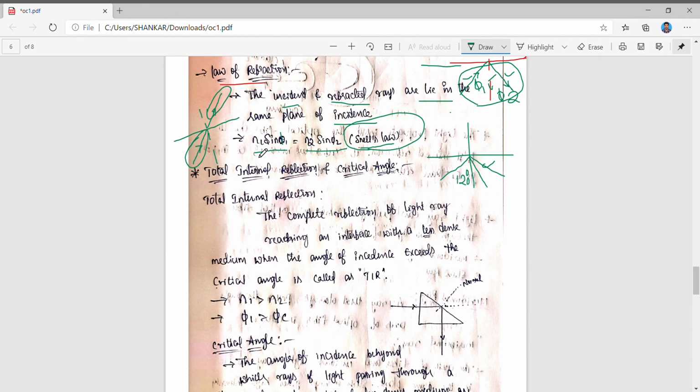Here the law of refraction is represented as n1 sin phi 1 equal to n2 sin phi 2. What are n1 and n2? n1 and n2 are the refractive indices of the media, so they should be constants. We cannot change the refractive index of the medium. So n1 and n2 are constants, and phi 1 and phi 2 are the angles in terms of refraction. That is the representation of the law of refraction.